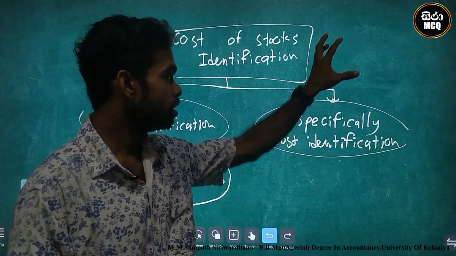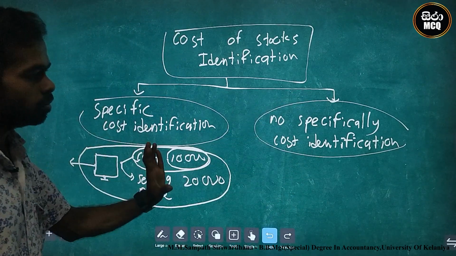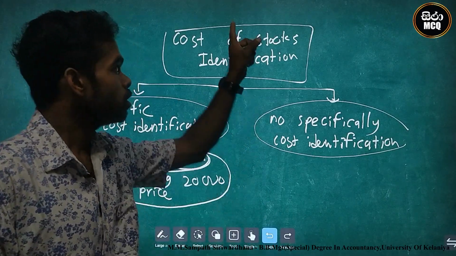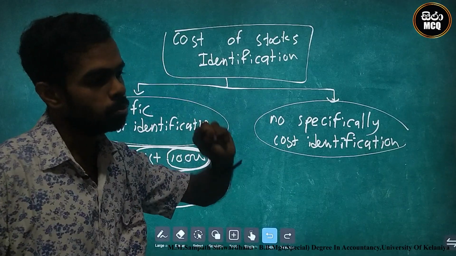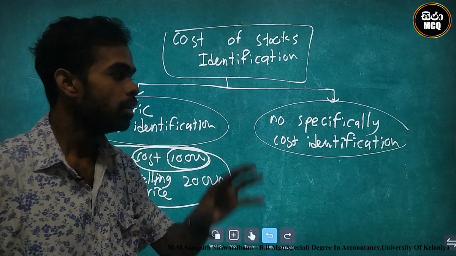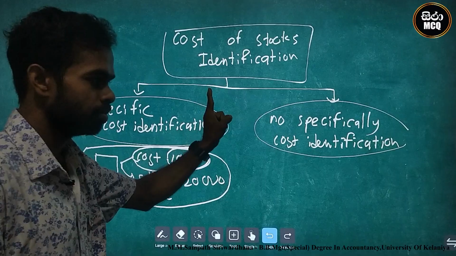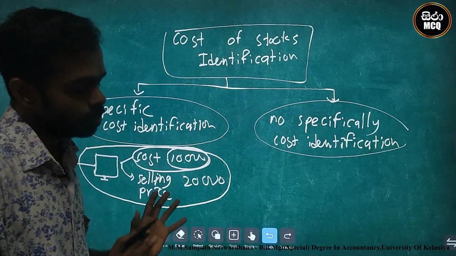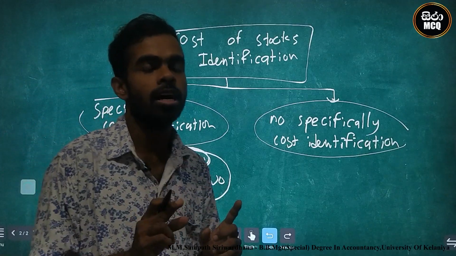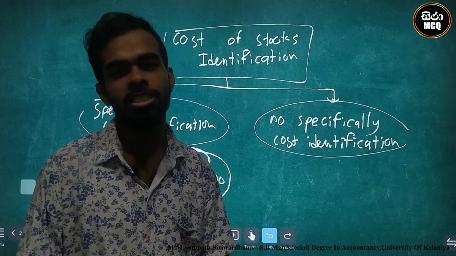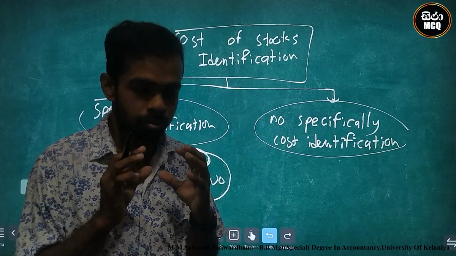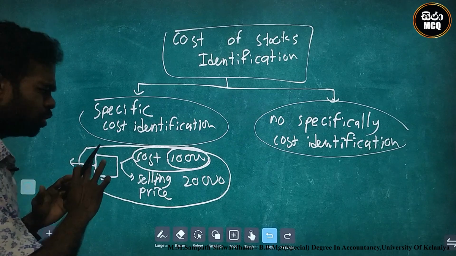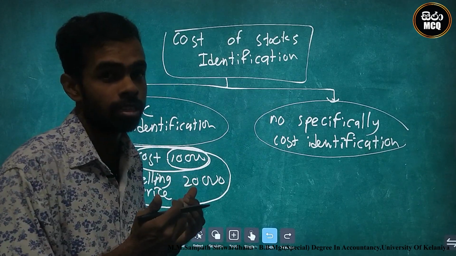You know, this is a smart board, specifically identified by the inventory. Why? This smart board is 1, another smart board is 2. Therefore, the cost is specifically identified. These are identified through the barcode system.